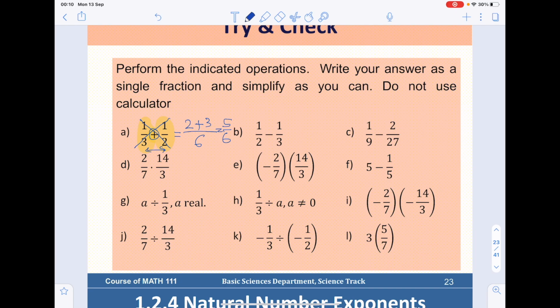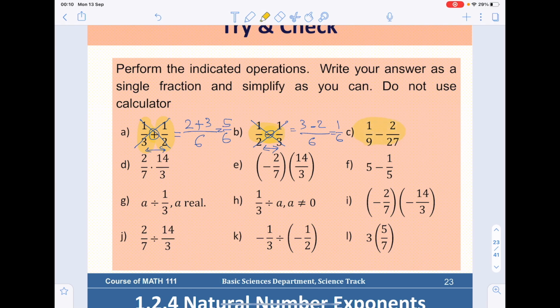Same thing here, but I have negative instead of positive. So 1 times 3 equals 3, minus 1 times 2, which is 2, over 3 times 2, which is 6. So I have 1 over 6.